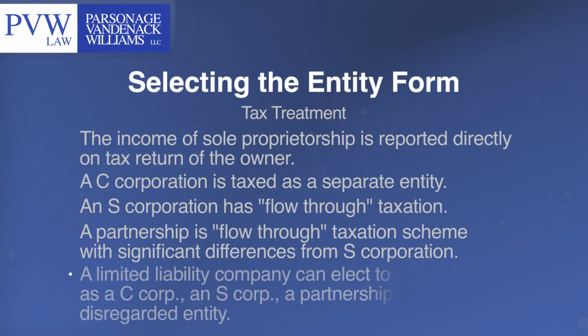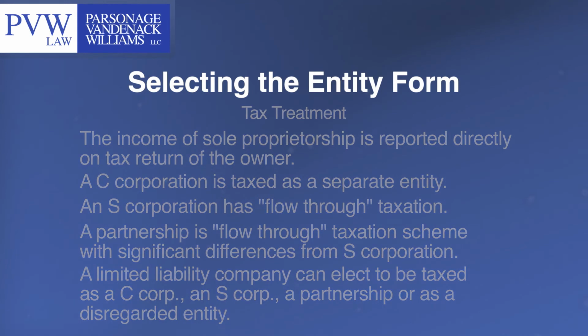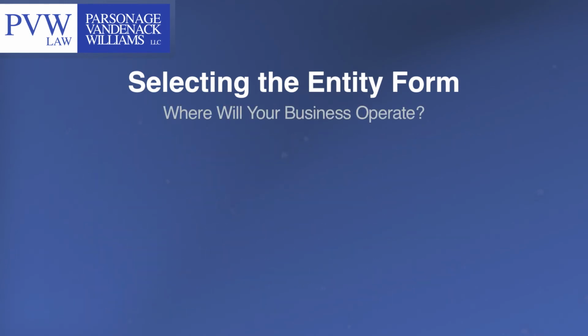A limited liability company can elect to be taxed as a C corporation, an S corporation, a partnership, or as a disregarded entity. The next factor in determining the best entity for your business that we will discuss is where your business will be operated.